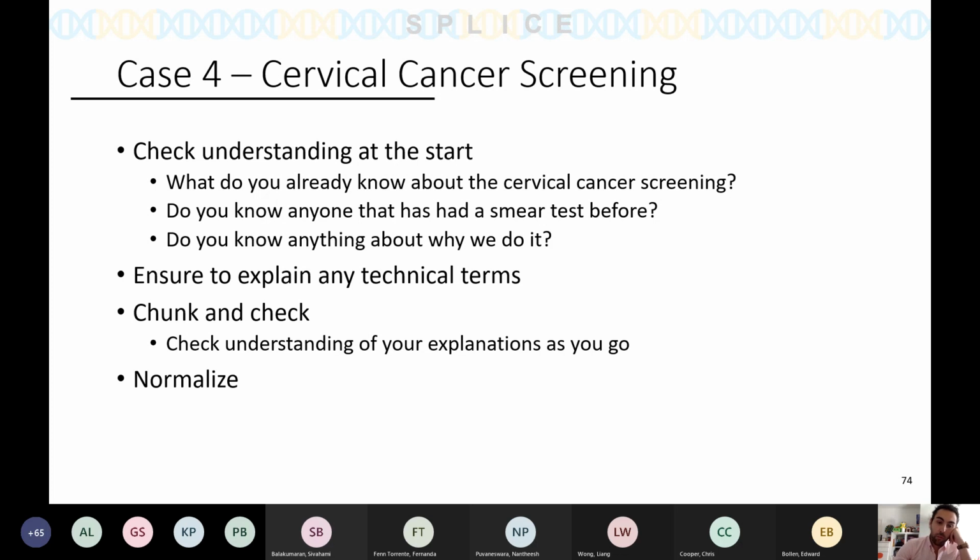And then, of course, normalize everything. Make them feel better about the fact that they might not know what a term means. I appreciate that not everyone knows about this. You've come to the right place. We're here to help you. Those sort of phrases, just as you're going along. And it also is quite a sensitive topic, and it can be quite worrying for patients.